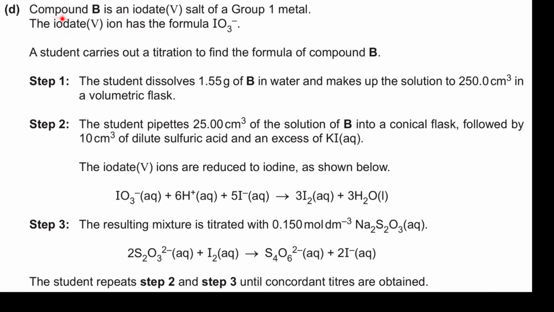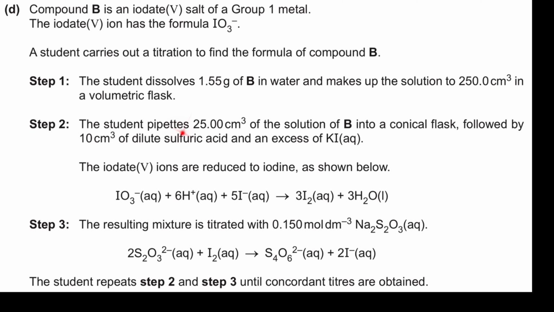Part D. Compound B is an iodate(V) salt of a group 1 metal. The iodate(V) ion has the formula IO3-. A student carries out a titration to find the formula of compound B. Step 1. The student dissolves 1.55 grams of B in water and makes up the solution to 250 cm3 in a volumetric flask.